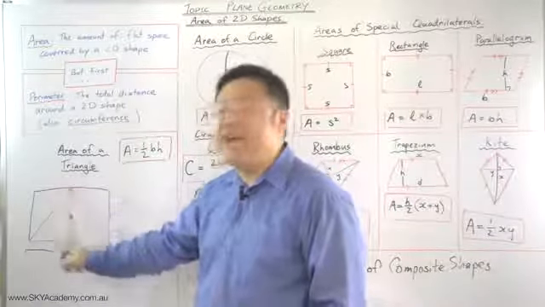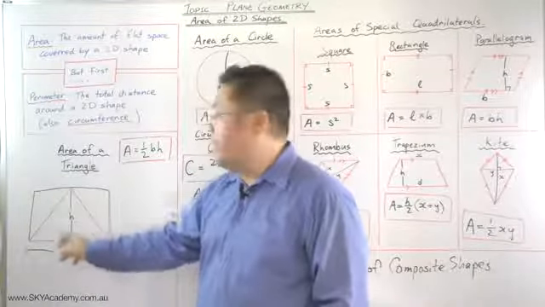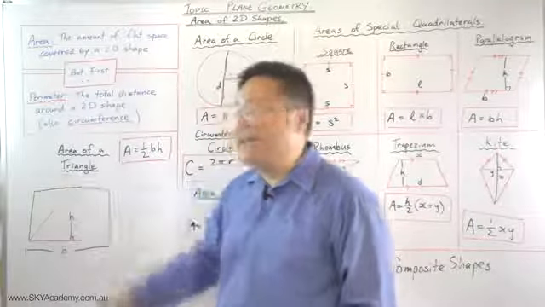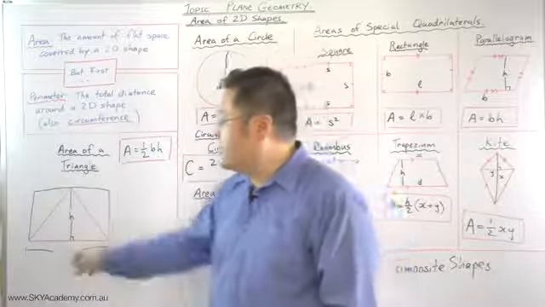And that line is called your altitude. So we're dropping an altitude, and that altitude represents the perpendicular height of that triangle, right? So the area of that triangle is base times perpendicular height.